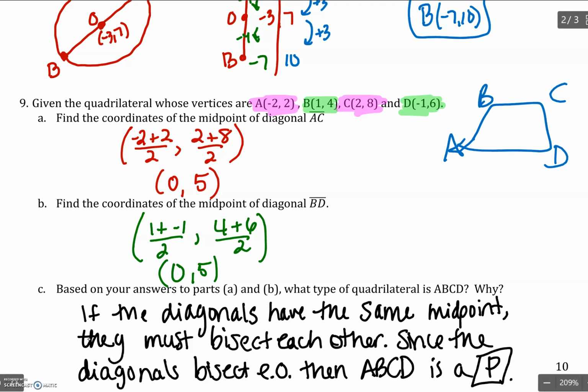So that's the least specific shape that has diagonals that bisect each other. Of course, it could be a rectangle, a rhombus, or a square. Those are all types of parallelograms, but all we definitely know for sure is it's a parallelogram.